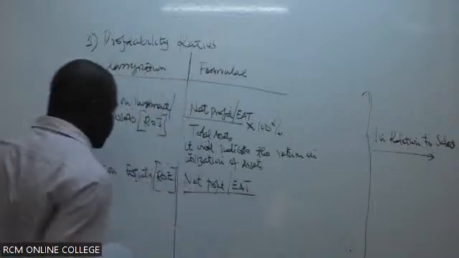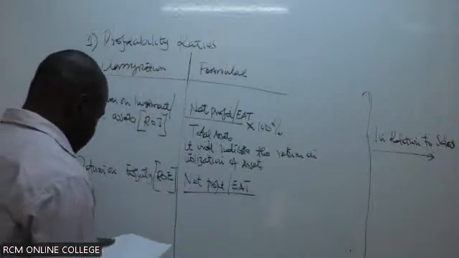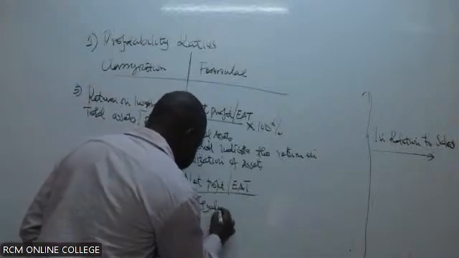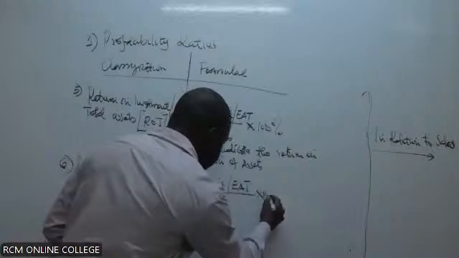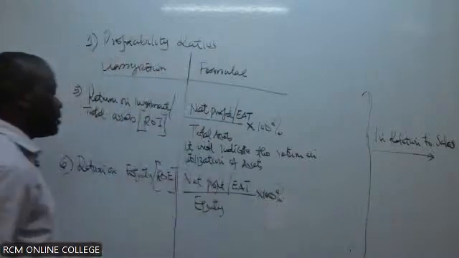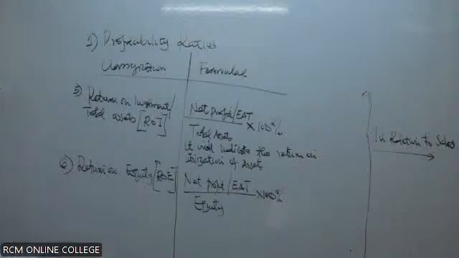Then you divide by the total equity, or you divide by equity. Then you multiply by 100%. So you'll be able to know what is the return you are getting on the equity you put into the company.